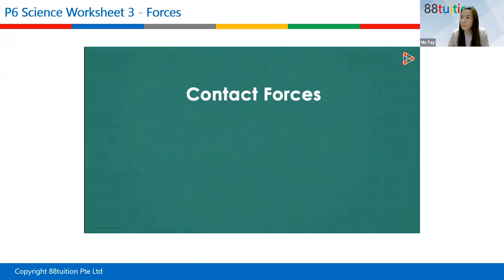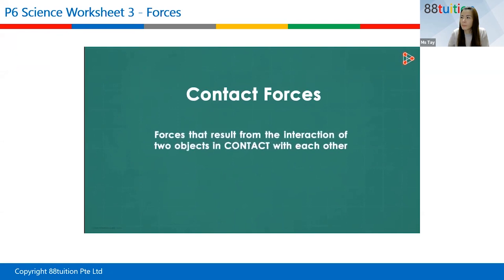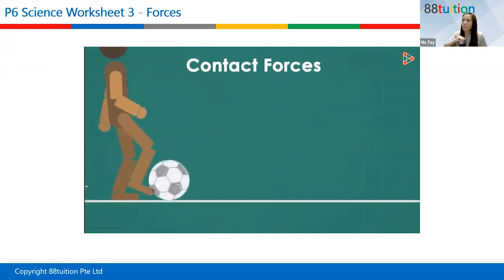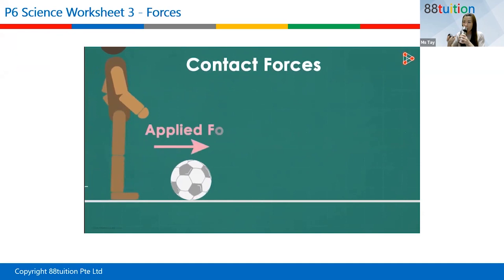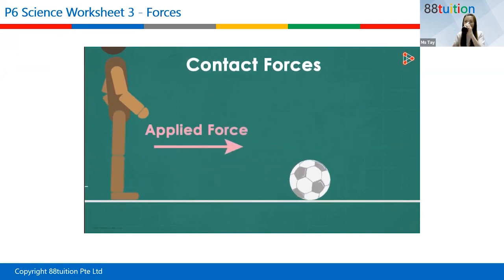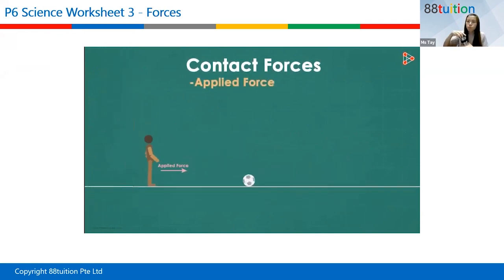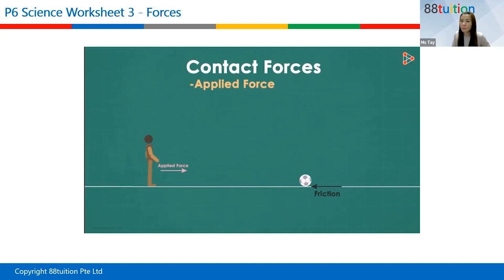Contact forces are just what they sound like: forces that result from the interaction of two objects in contact with each other. Are there any contact forces you know of? Of course you know a few. What happens when you softly kick the ball which is lying on the ground? You applied a force on the ball and there was contact. Applied force is one of the contact forces. Next, there is a force of friction which brings the ball to a halt. As the ball is in contact with the ground, the frictional force is also a contact force.